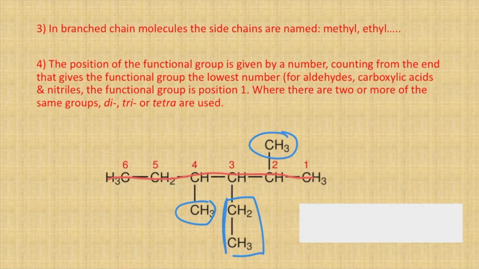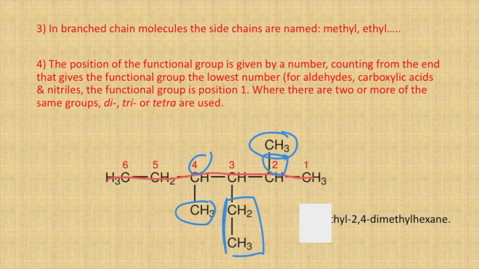I've got 2 methyl groups, one on carbon number 2 and one on carbon number 4. So we have them there and there. And I've got an ethyl group on carbon number 3. Now ethyl comes before methyl, so we've got the hexane there, and then it's going to become 3-ethyl-2,4-dimethylhexane to give the full name of that molecule.